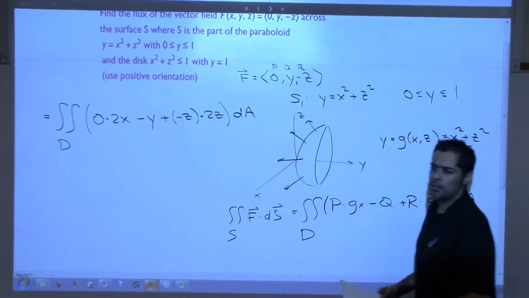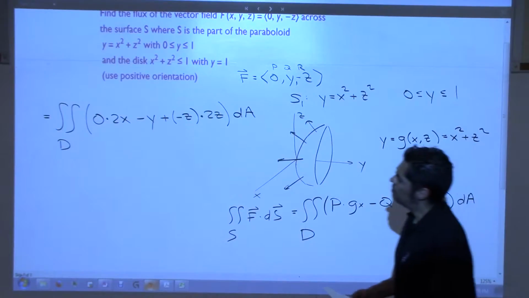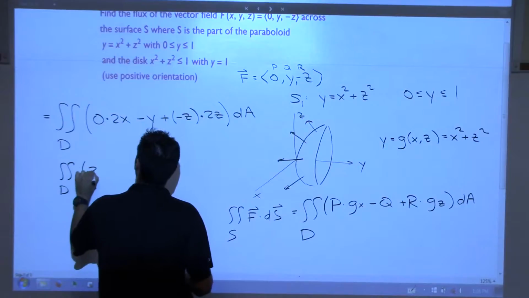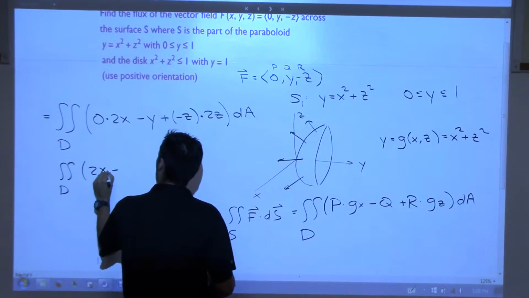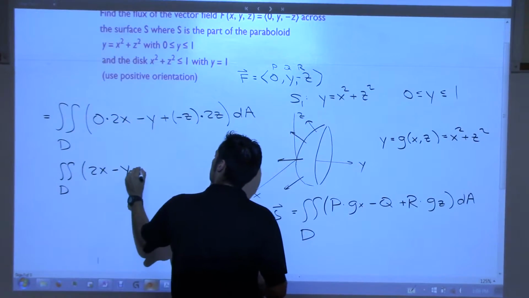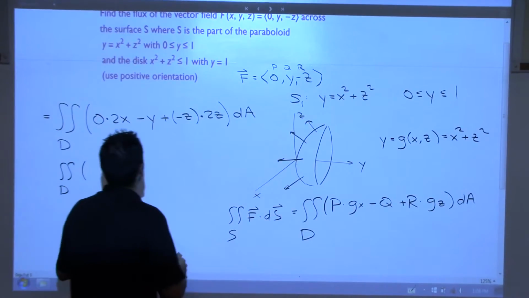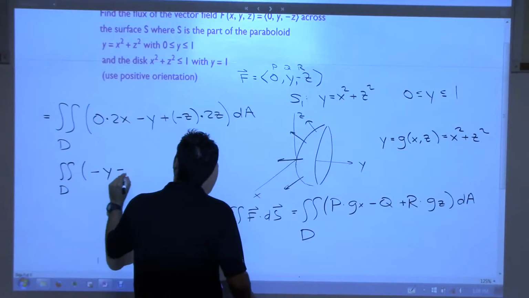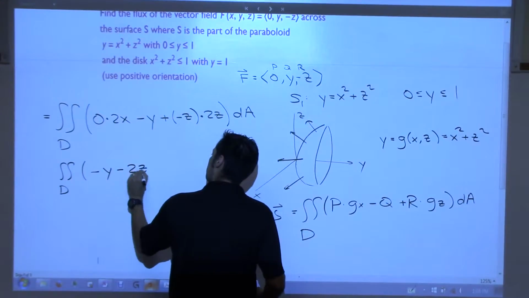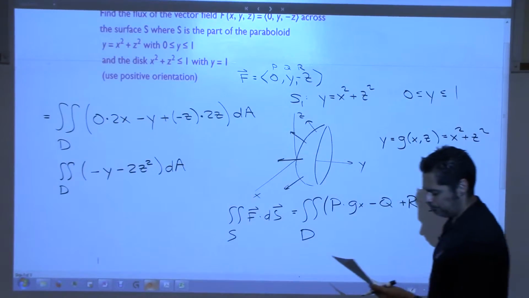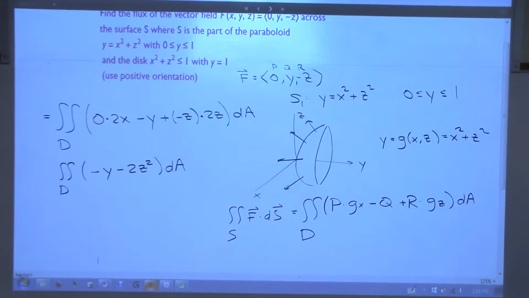dA. Let's clean this up. So this is just the double integral over D of 2x minus y. Oh yeah, sorry, thank you. Negative y minus 2z squared dA. What's that? You want to pull a negative out? Okay, we can do that.